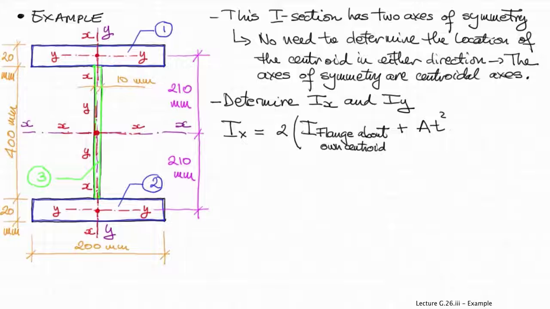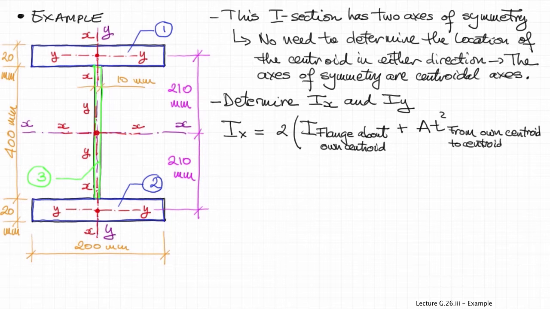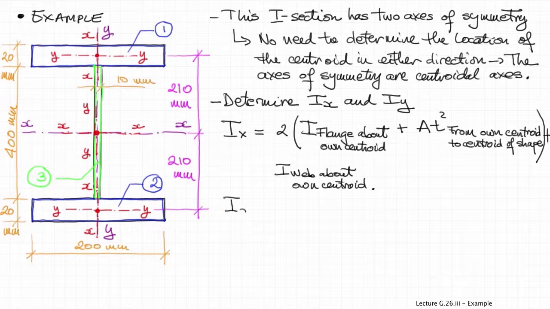Now we can proceed to calculating Ix. We have two flanges, so 2 times the I flange about its own centroid plus the transfer term A t squared, where t is calculated from the own centroid of the flange to the centroid of the entire figure, plus the moment of inertia of the web about its own centroid, which in this case coincides with the centroid of the entire figure. So t will be 0 for area number 3. So there will be no additional transfer term.